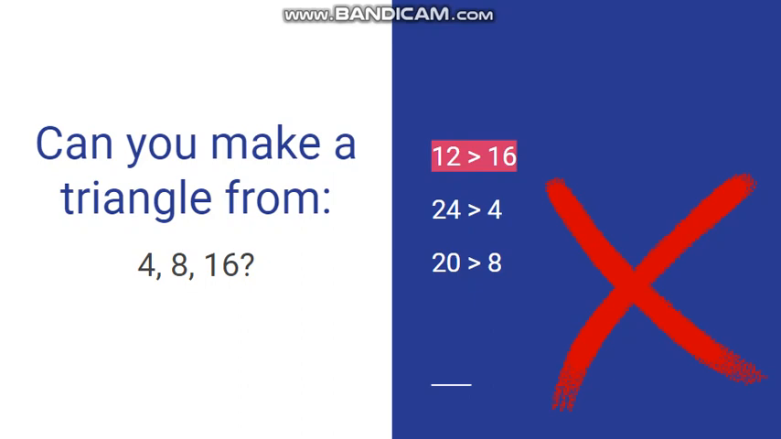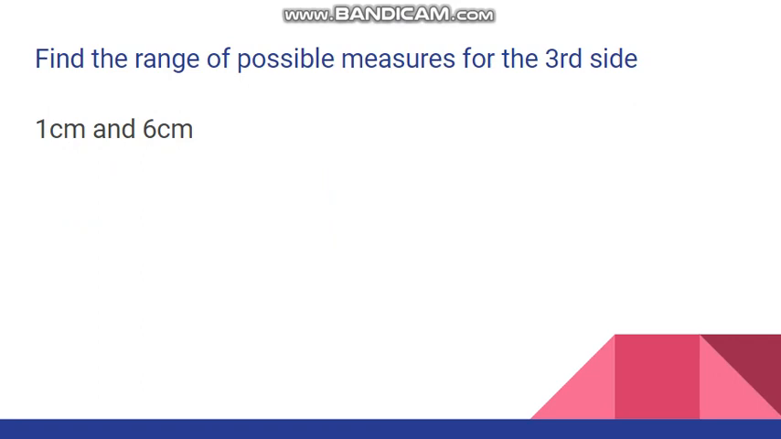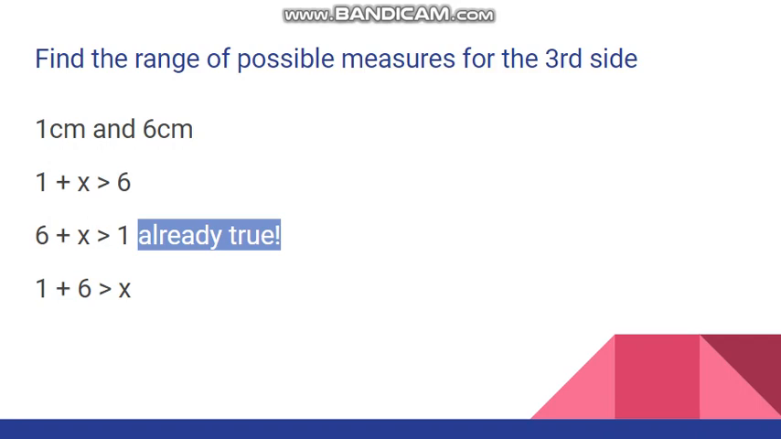Number 3 on the paper. We want to find the range of possible measures for the third side. So we have one side that's 1 centimeter and one side that's 6 centimeters. So how do we approach this? Well, first we set up those three inequalities, but we use x for our third side since we don't know what x is. We already know that this is going to be true. No matter what x is, 6 is already bigger than 1. Doesn't matter what we add to 6, this is already going to be true. So we can leave that one alone.